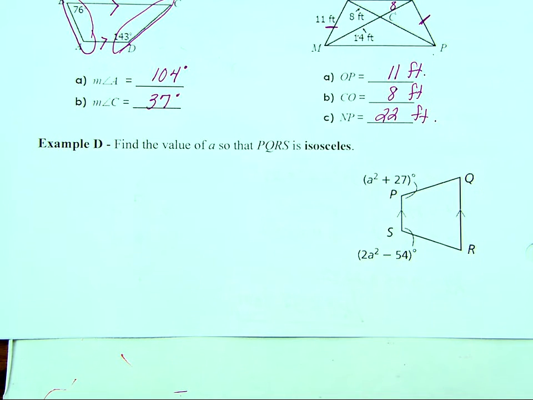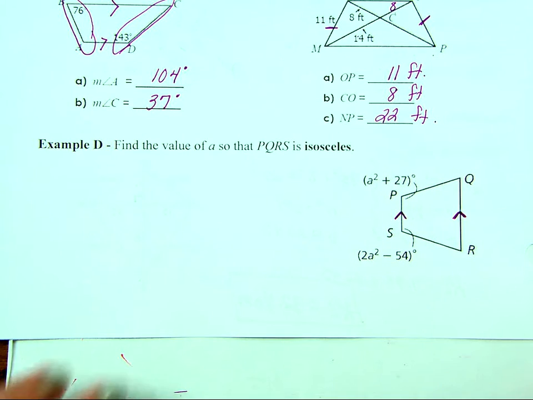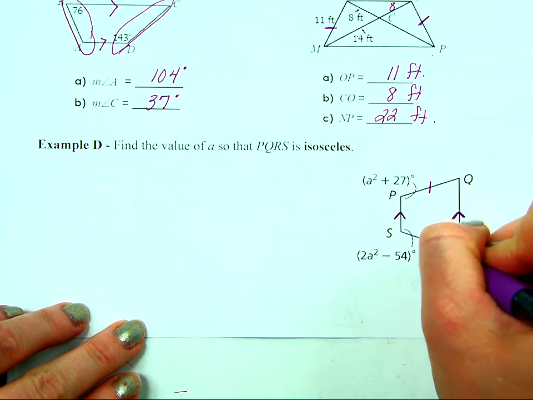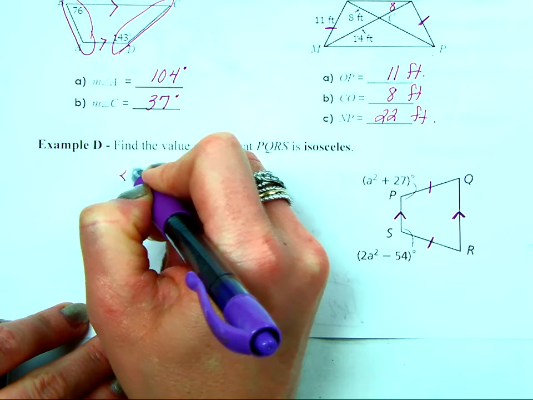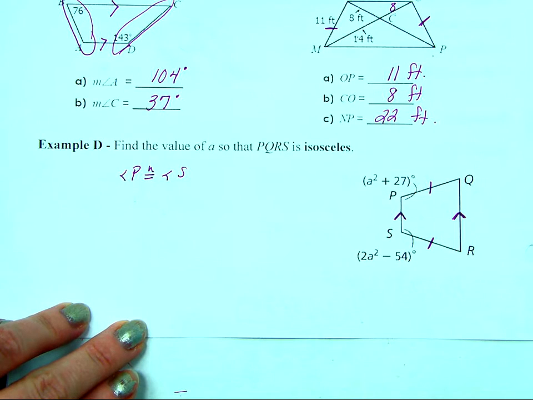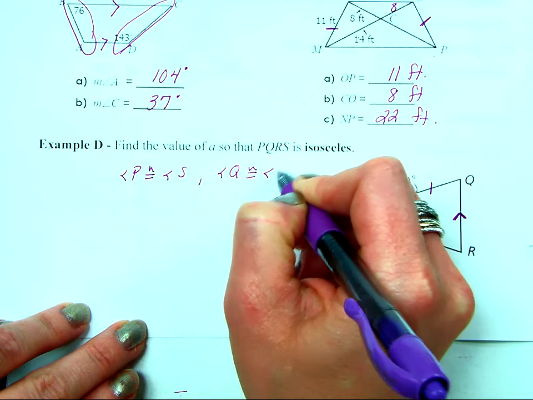In example D, they're asking us to find the value of A so that PQRS is isosceles. Well, when I look at this and I see my parallel lines, if this were to be an isosceles trapezoid, these would be my congruent legs, which would mean that angle P would have to be congruent to angle S. My base angles would be congruent. Likewise, angle Q would have to be congruent to angle R.